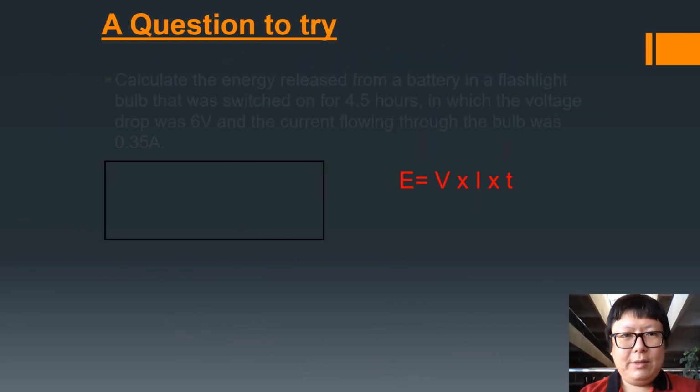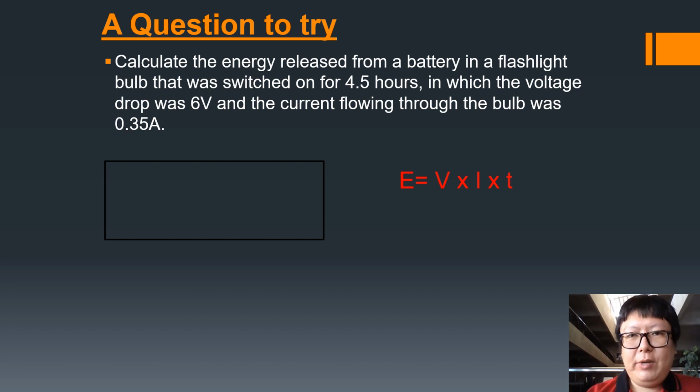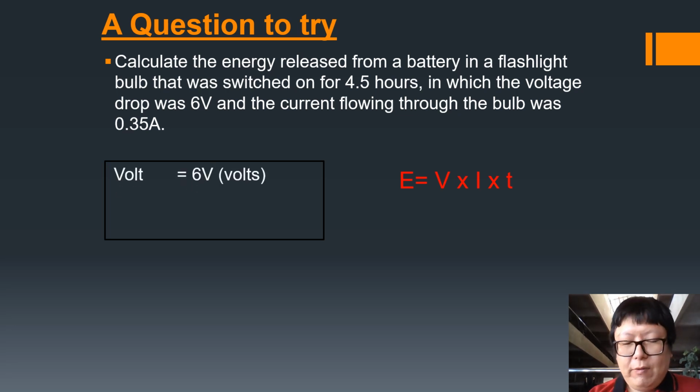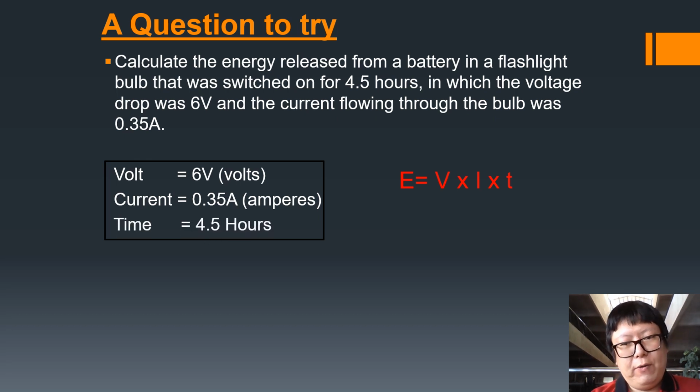Look at this question. Calculate the energy released from the battery in a flashlight bulb that was switched on for 4.5 hours. The voltage drop was 6 volts and the current is 0.35 ampere. So we can write down what we know from the question: the voltage phi is 6, the current is 0.35, and the time is 4.5 hours. If these three items are given, which formula are we going to use? There is phi, there is I, there is T. So you can use the phi I T formula.